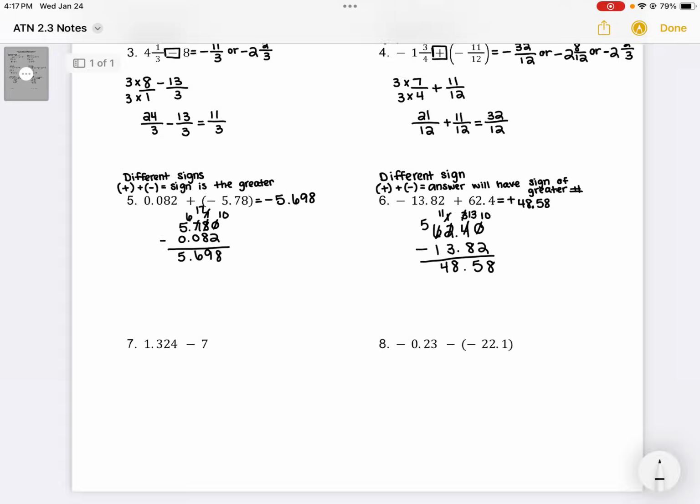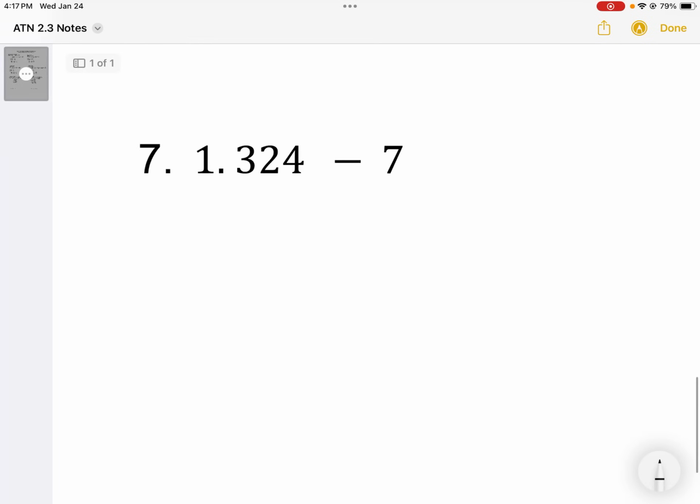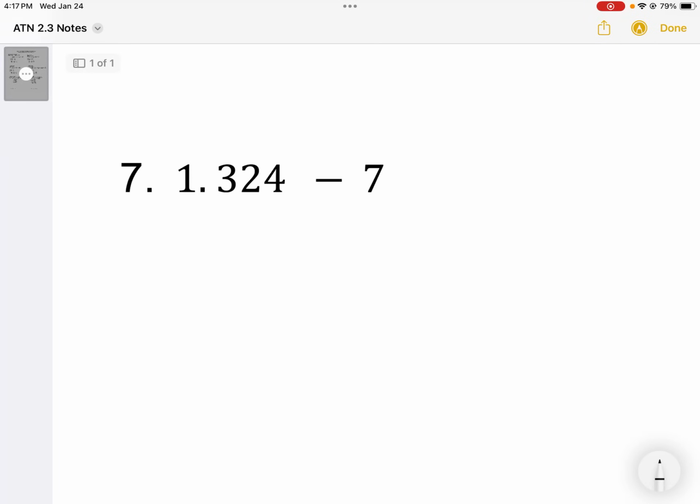Number 7. This is a subtraction problem. The first thing I need to do is recognize if this is a small minus big or big minus small. 1.324 is smaller than 7. This is a small minus big. I know that small minus big gives me a negative as an answer. So I will put equals negative.